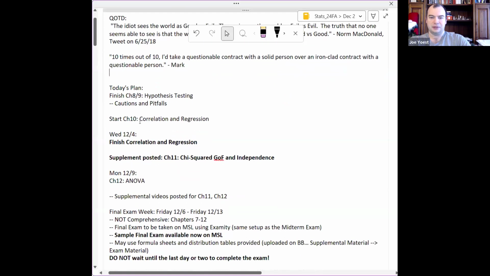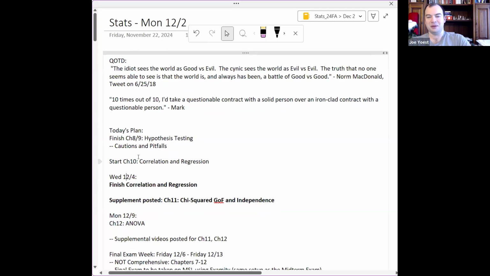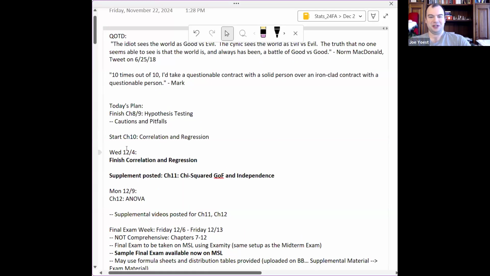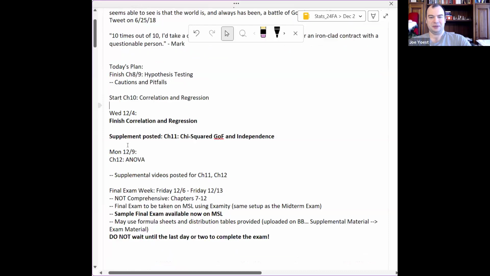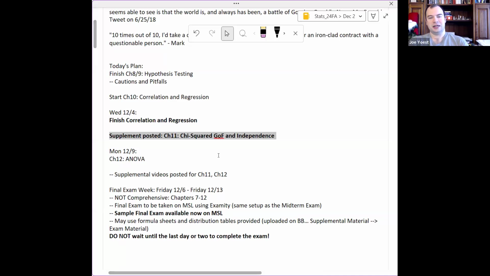Okay, so the plan for today, I actually kind of just stole my Monday presentation because I want to review what we talked about on Monday, but the plan for today, Wednesday, is to finish correlation regression. I think it makes a little more sense to, instead of trying to rush through correlation regression, chi-squared, and ANOVA in these last basically three class periods, last class, this class, and Monday.